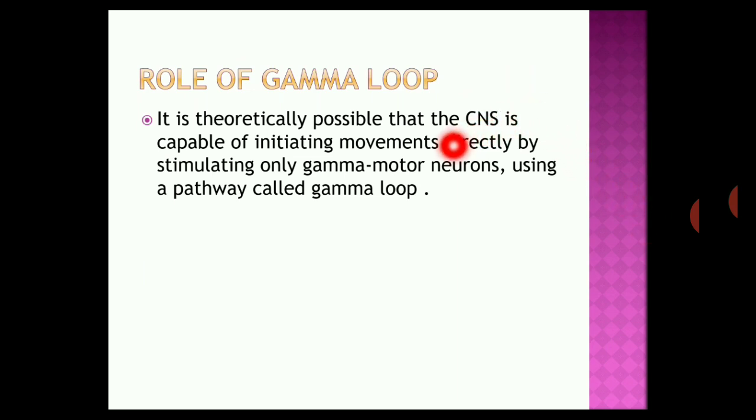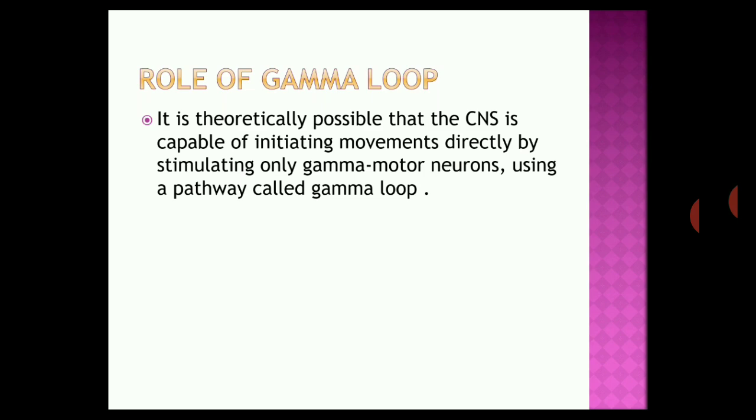Role of gamma loop. It is theoretically possible that the CNS is capable of initiating movement directly by stimulating only gamma motor neurons using a pathway called the gamma loop. So there is a direct stimulation of gamma motor neuron from higher centers, and due to this stimulation, they directly innervate, as we know, the polar ends of intrafusal muscle fiber. So there is a shortening of the polar end of intrafusal muscle fiber, and due to this shortening, there is a stretching over the center portion, and it sends signals to primary and secondary afferents to the spinal cord, and then contraction of extrafusal muscle fibers due to alpha motor neuron activity. Okay, so this is gamma loop.